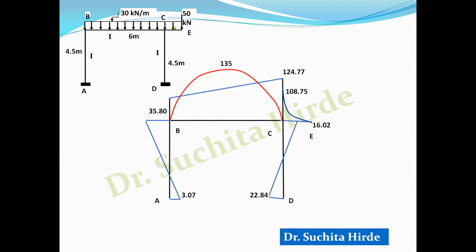But if there is no UDL, only point load is there, then this will be linear, means a straight line connecting these 2 points. But here it is UDL, so it is non-linear like this. Otherwise, all other end moments you have to join by a straight line and overlap the bending moment due to load. So this is how we get final moments. All these values are in kilonewton meter.